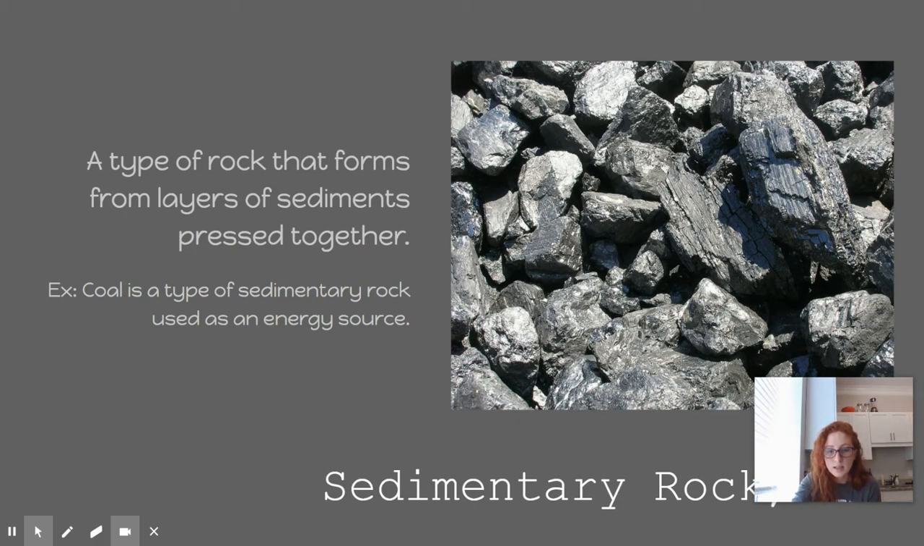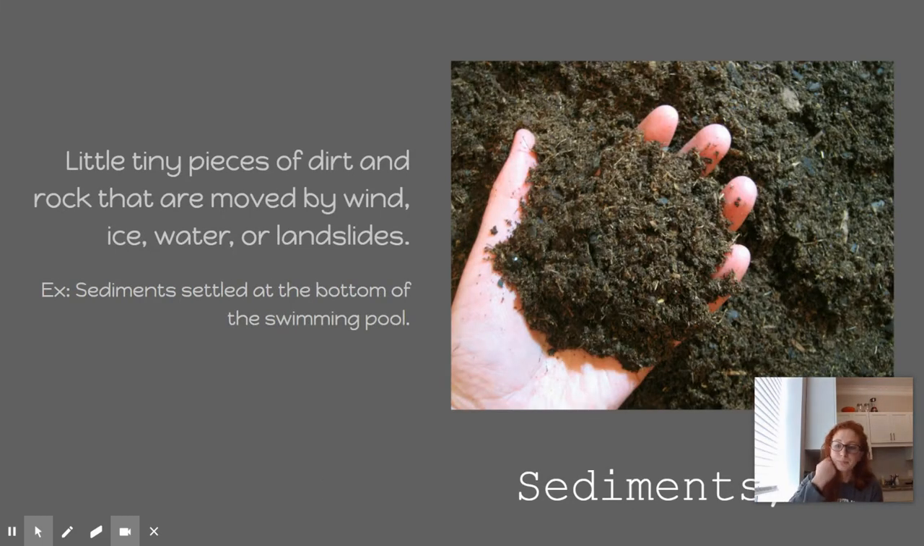Sedimentary rock. Sedimentary rock is a type of rock that forms from layers of sediments pressed together. Coal is a type of sedimentary rock used as an energy source. So if someone says that you're going to get coal in your stocking, they're saying you're going to get a type of sedimentary rock in your stocking. Sediments. Sediments are little tiny pieces of dirt and rock that are moved by wind, ice, water, or landslides. Sediments settled at the bottom of the swimming pool.